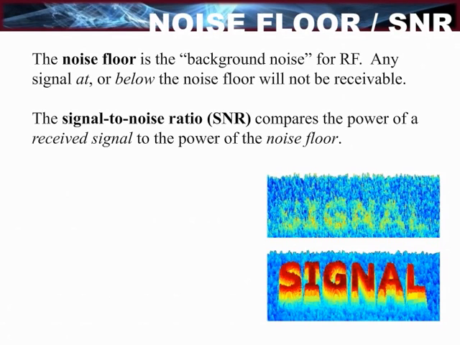The noise floor is the background noise for RF. When considering audible noise, this could be compared to the ambient noise in a restaurant. Any signal at or below the noise floor will not be receivable. The signal-to-noise ratio, or SNR, compares the power of the received signal to the power of the noise floor.